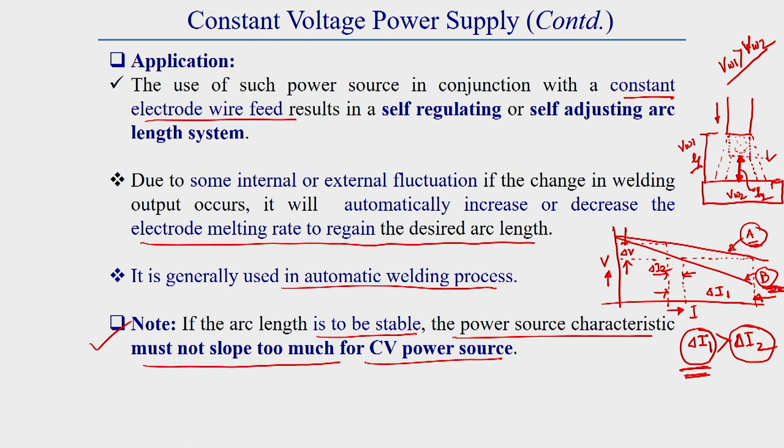This is a very interesting thing we should know. A constant voltage power source characteristic with lesser slope is better than one with higher slope. Why? Because a lesser slope gives a higher change of current, so higher melting, and it regains its original length.